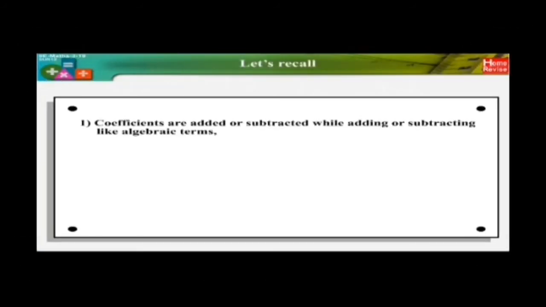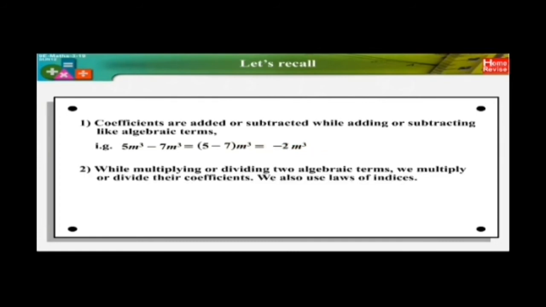Let's recall. One: coefficients are added or subtracted while adding or subtracting like algebraic terms. Like 5m^3 - 7m^3 equals (5 - 7)m^3, which equals -2m^3. Two: while multiplying or dividing two algebraic terms, we multiply or divide their coefficients. We also use laws of indices.